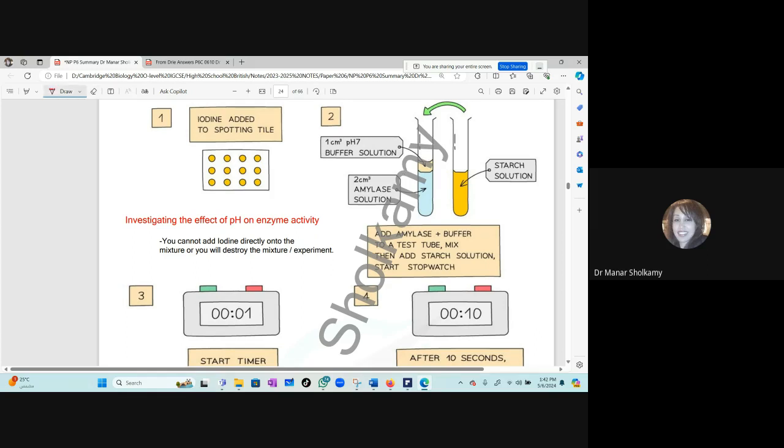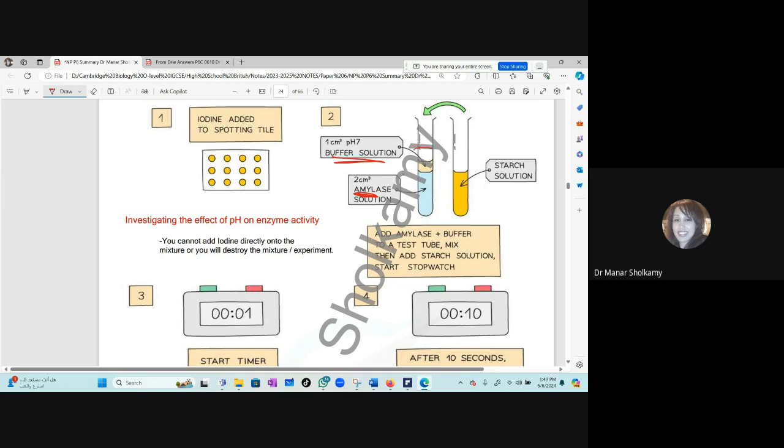So I will also get two separate test tubes. Why? Because I don't want the enzyme breaking down the starch too soon. I first want to adjust my independent variable. I'll get one test tube containing the enzyme and the buffer. For the buffer, I will use weak acid, weak base, strong acid, strong base. You don't need to give any more examples of different buffer solutions.